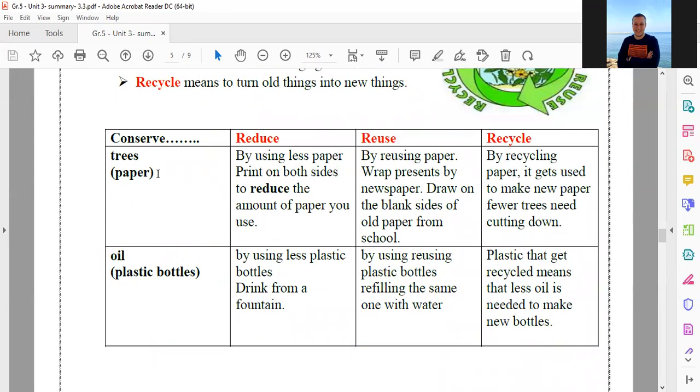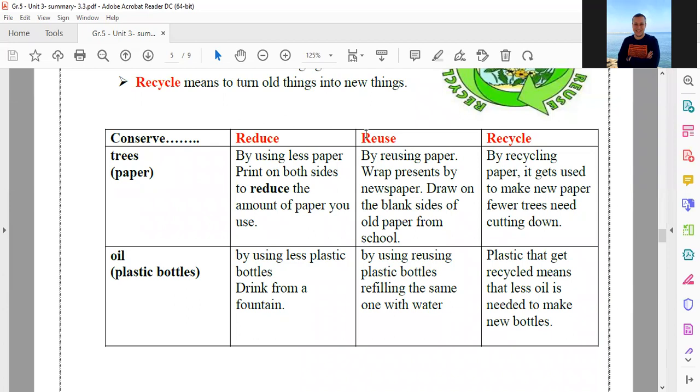For example, let's talk about paper that is made from trees and plastic bottles that are made from oil. What about paper, like paper bags and the paper that we write on? How to reduce the use of paper? By using less paper. Print on both sides to reduce the amount of paper that you use. Instead of printing on one side and leaving the back of the paper empty, we can print on both sides to reduce the number of papers that we use.